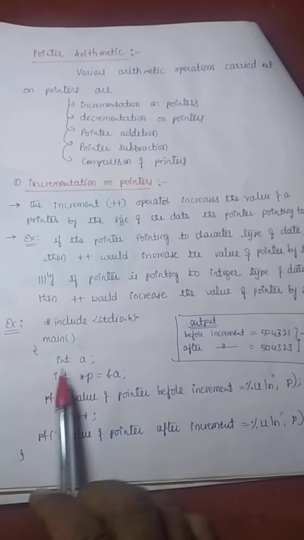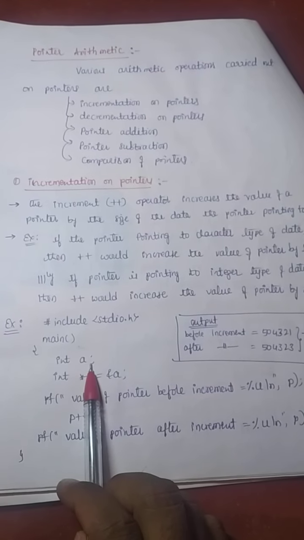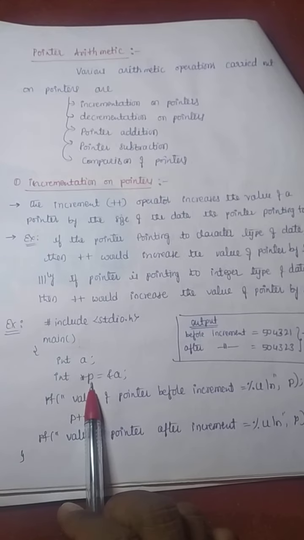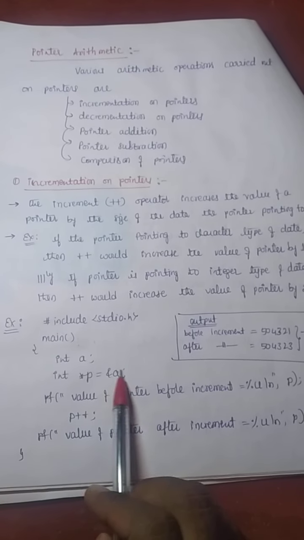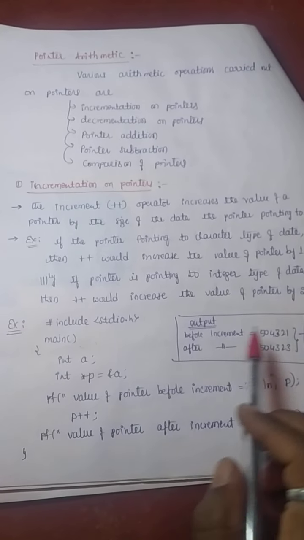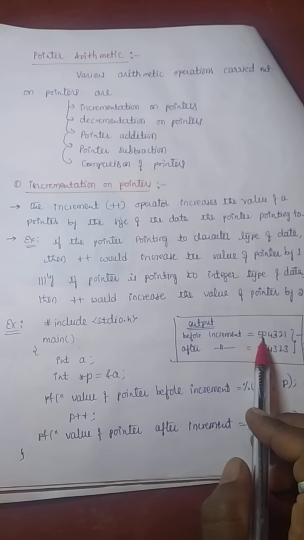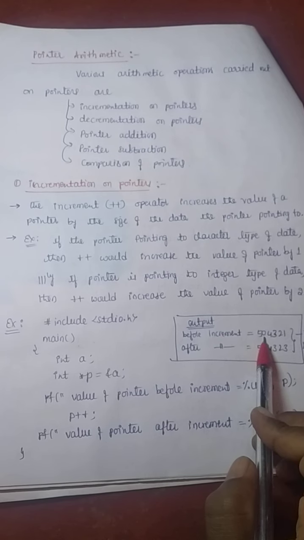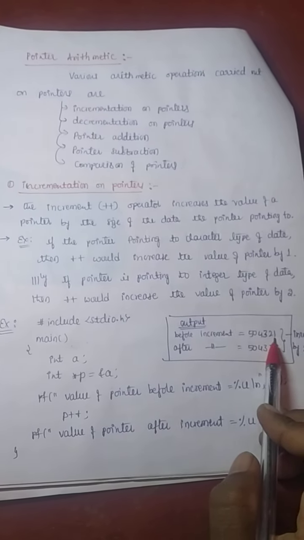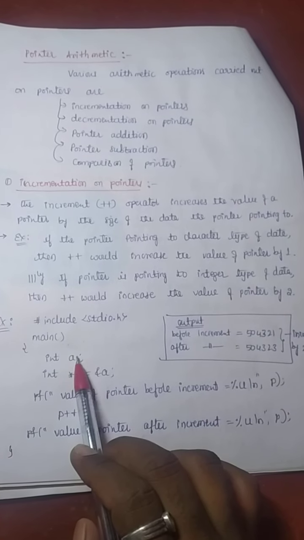#include <stdio.h>, main function. Int a is the normal variable and int *p is the pointer variable which is assigned the address of a. Consider here the address we have for a is 5,04,321.